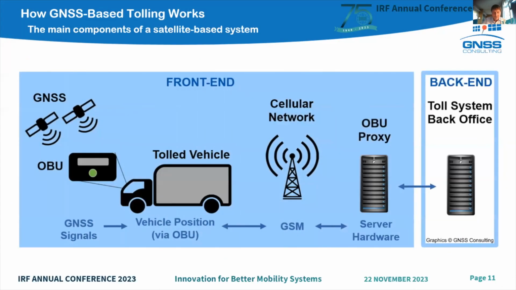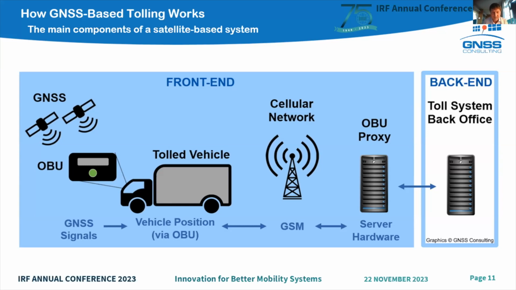So how does it work? Basically, you have a tolled vehicle. In this case, we have a picture of a truck, since in Europe, the trucks are primarily affected by this sort of scheme. Each truck is equipped with an onboard unit, which can be put on the windshield. Those onboard units receive signals from the satellites.